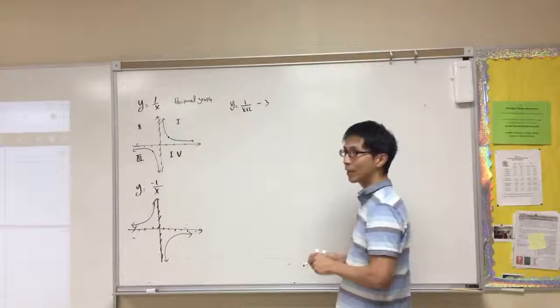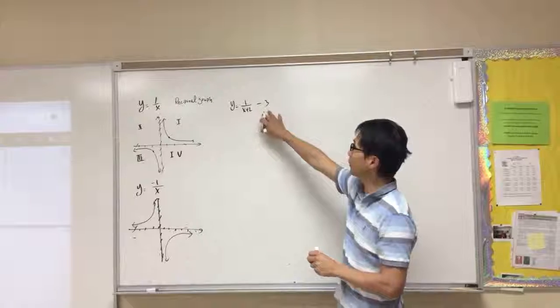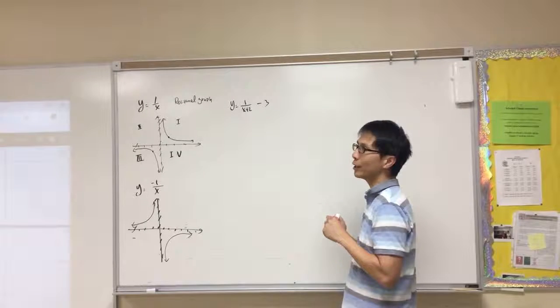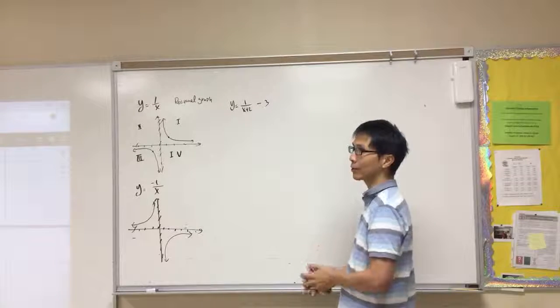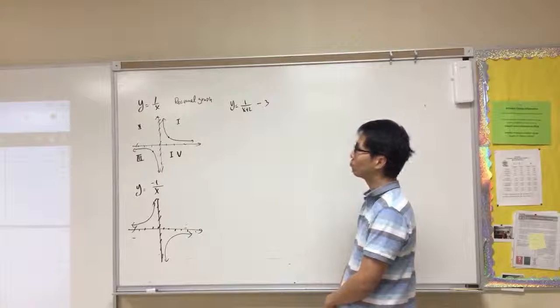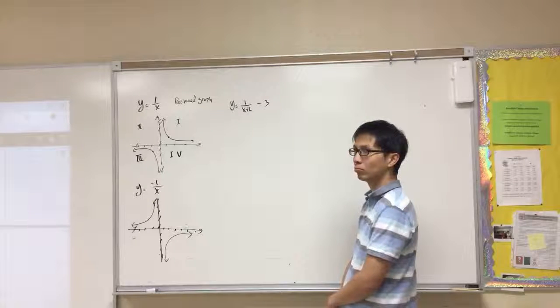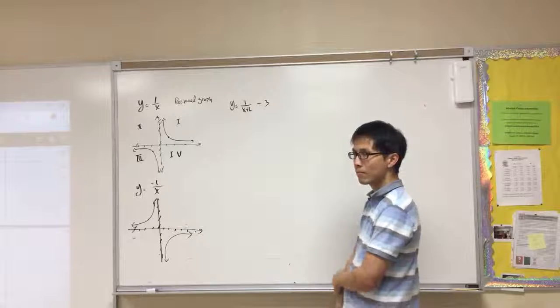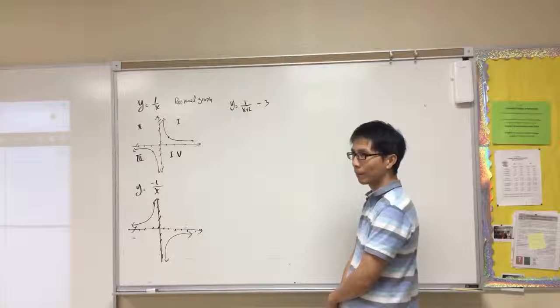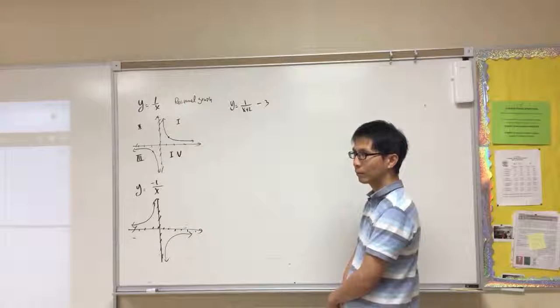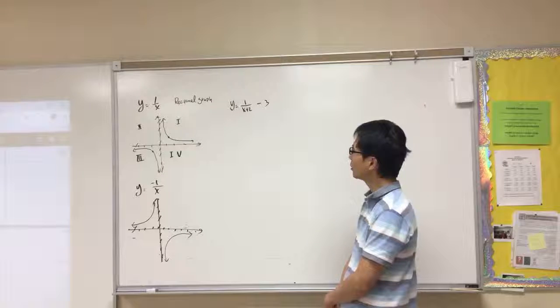Okay, so it'll be in the second and fourth quadrant. Now, what if we graph y equals 1 over x plus 2, minus 3? What does that do? Down 3, to the left 2.